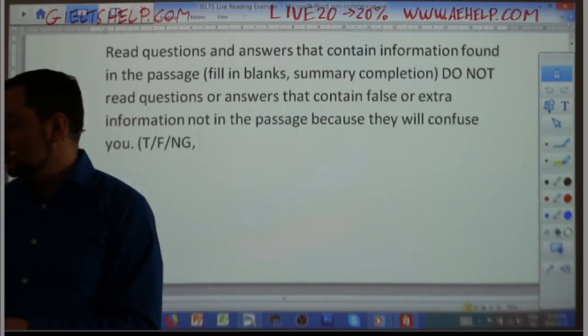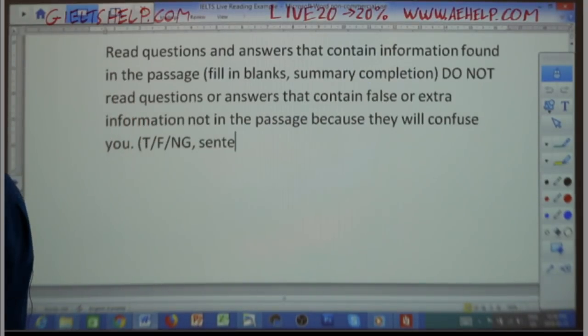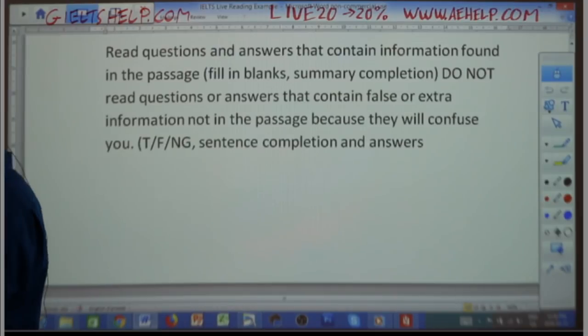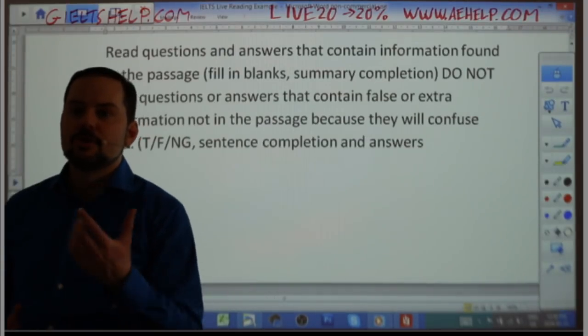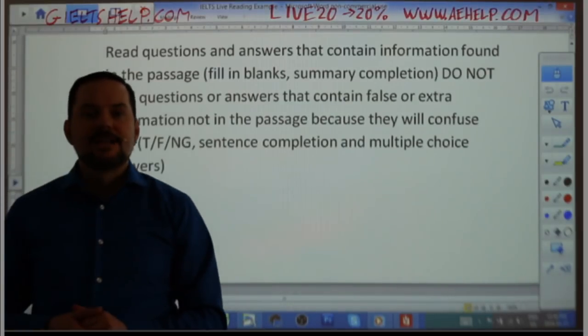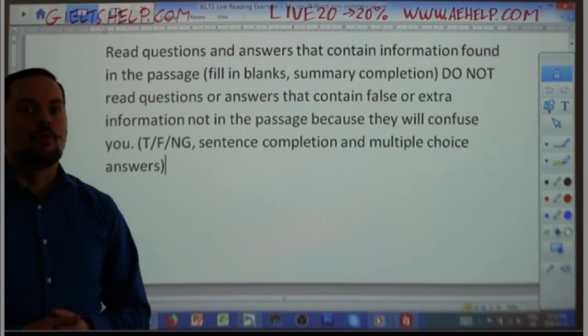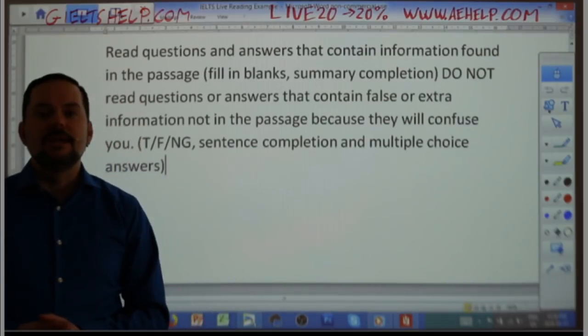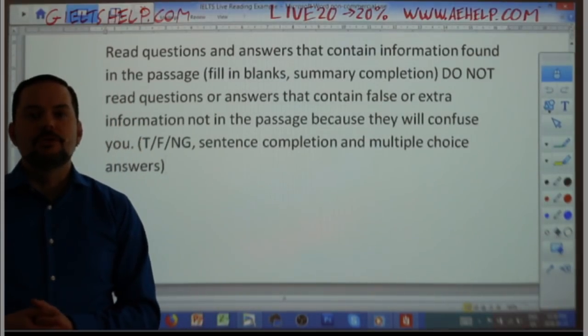Yeah, sentence completion answers are not good to read. That's right, Hadil. So sentence completion answers. The questions are okay, but not the answers. And what else? Also the answers for multiple choice. That's right, Hadil. So multiple choice. It's not a good idea to read multiple choice answers before reading the passage because 3 of 4 or 2 of 3 will be wrong and that will confuse you, okay?